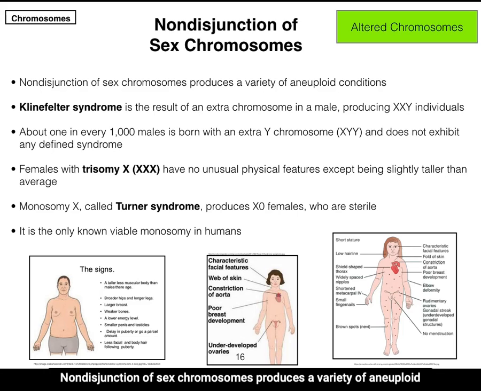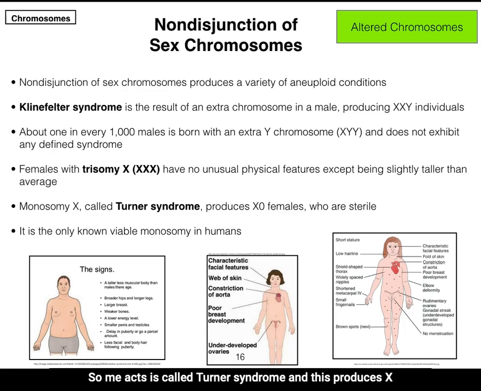Non-disjunction of sex chromosomes produces a variety of aneuploid conditions. Klinefelter syndrome is a result of an extra X chromosome in a male, producing an XXY individual. About 1 in every 1,000 males are born with an extra Y chromosome, and these individuals do not necessarily exhibit any defined syndrome. Females with trisomy X have no unusual physical features except for being slightly taller than average.